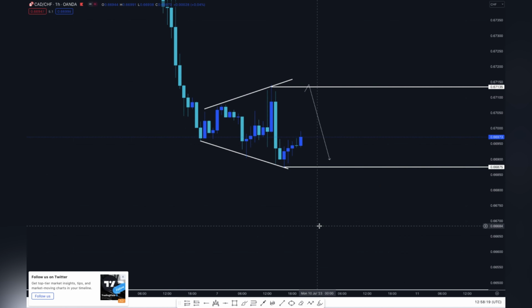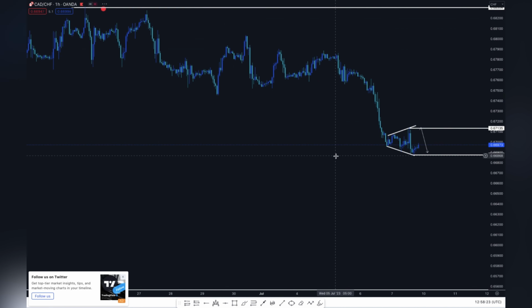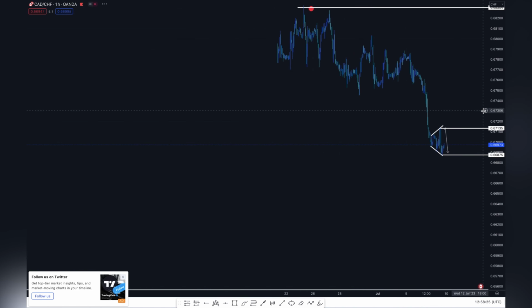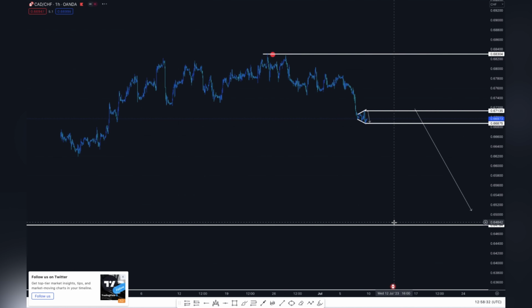But we know from the daily that our trend for CAD CHF, and the target point is here. The trend is to sell, and the target point is here. So that is what we have for CAD CHF. Let's look at the next pair.